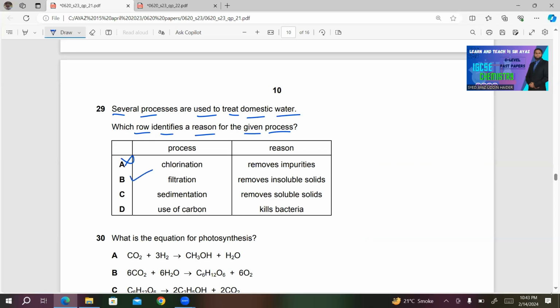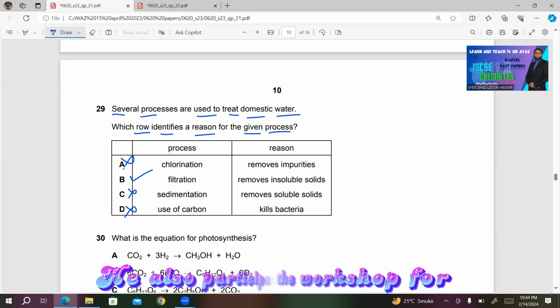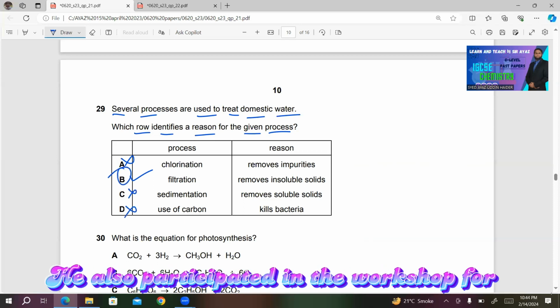For your convenience, I am reading the other statements. Process sedimentation, it removes soluble solid. This is wrong. It removes fine particles. Use of carbon kills bacteria. So this is also wrong. Only choice B will be the right answer.